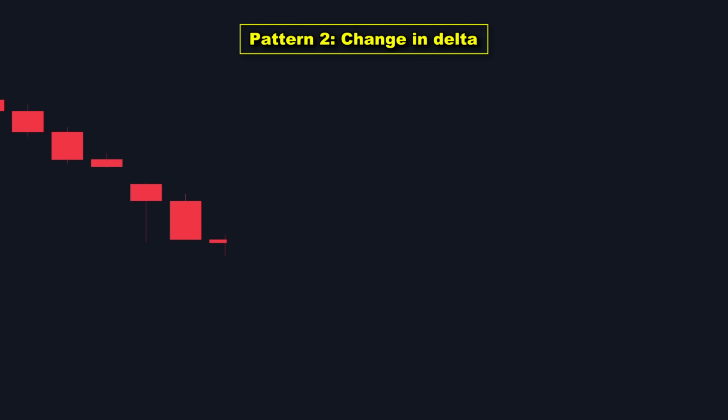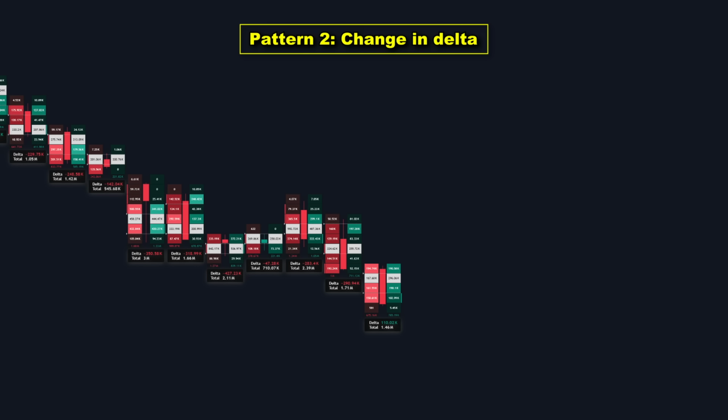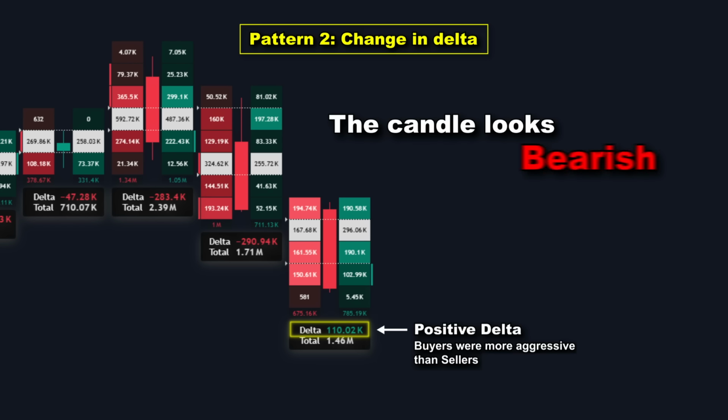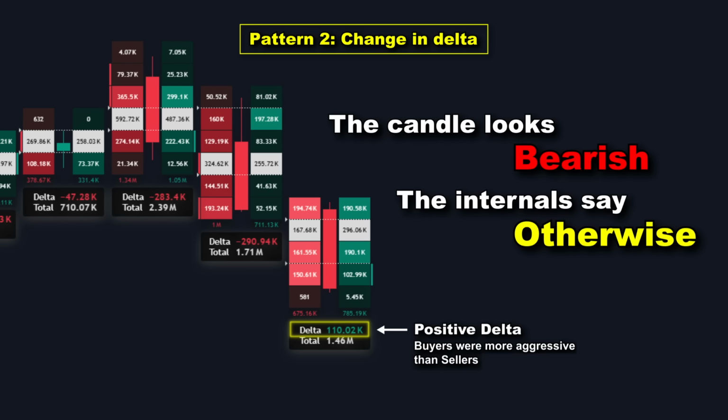The same applies on the downside. A downtrend with consistently negative deltas is healthy. Sellers are in control, everything is aligned. But a red candle closing lower with a positive delta means buyers were actually more aggressive on that bar. The candle looks bearish, the internals say otherwise.